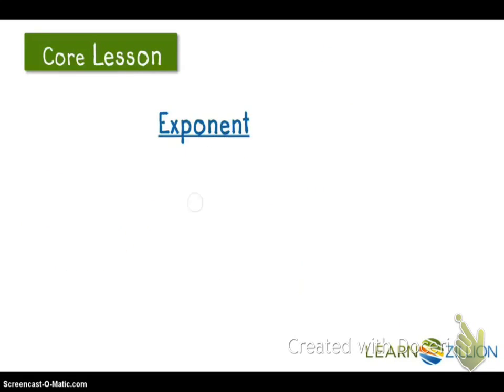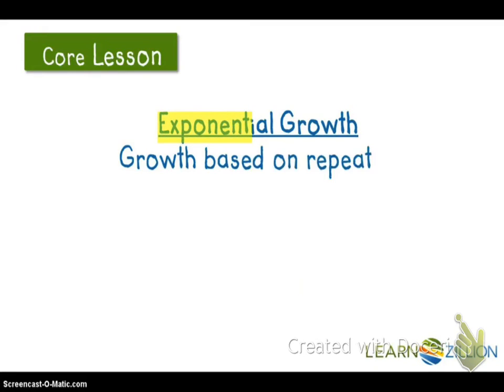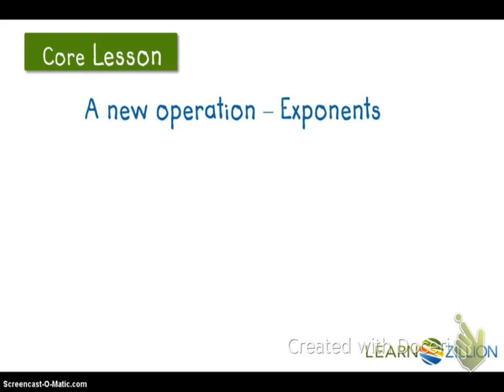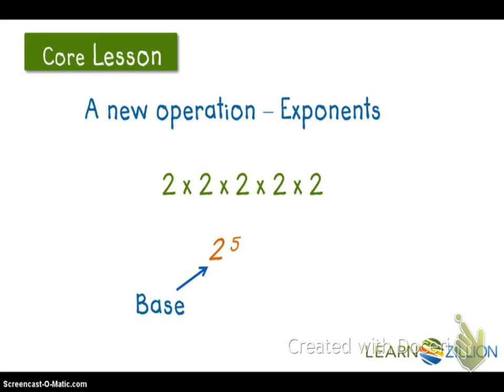This type of growth that is based on repeated multiplication is called exponential growth. The root word here is exponent, because we can express exponential growth with a new operation called exponents. With an exponent, we can summarize a multiplication statement of 2 times 2 times 2 times 2 times 2 as 2 with an exponent of 5. In this example, 2 is considered the base, while 5 is considered the exponent, or power.